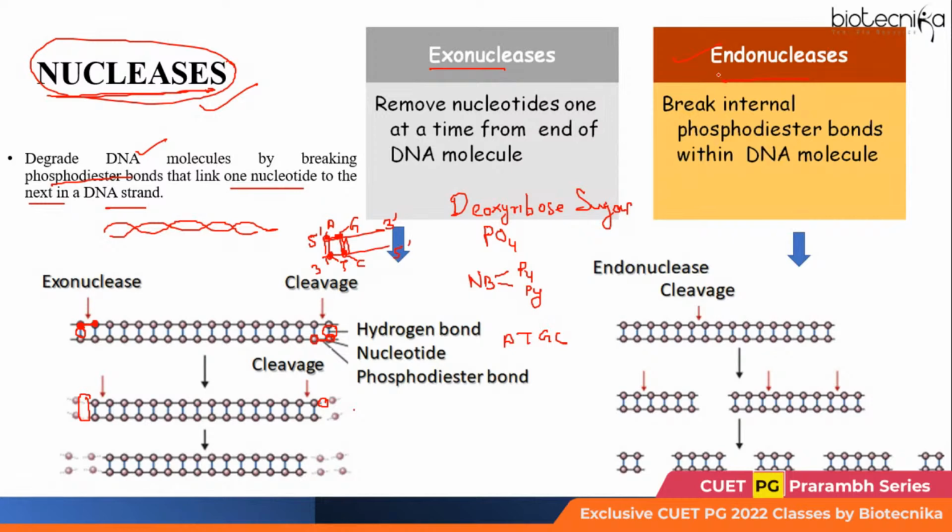But when you talk about endonucleases, endo means within. So these are the enzymes which break the internal phosphodiester bond. So like here you can see it is breaking the internal phosphodiester bond, it is not removing the nucleotides from the end. So it is breaking the internal phosphodiester bond, right? So here the cleavage is taking place, and then further we have 2 DNA fragments, so further we can break them, right? And you can see at the end we have so many DNA fragments, right? So this exo and endo you have to remember.